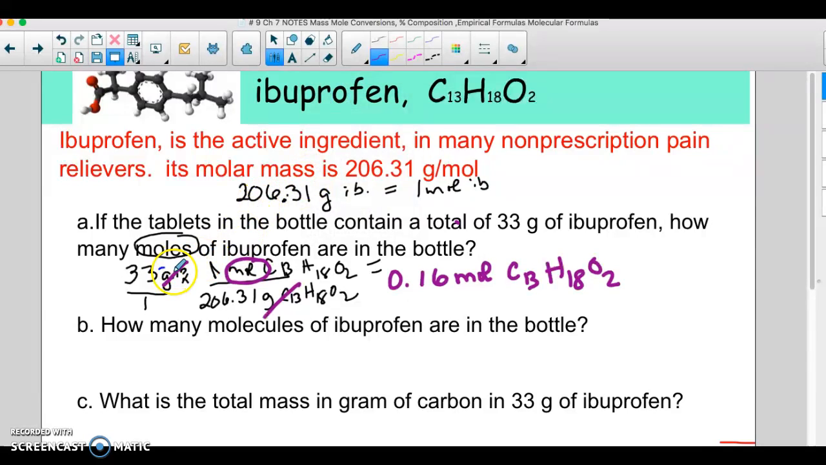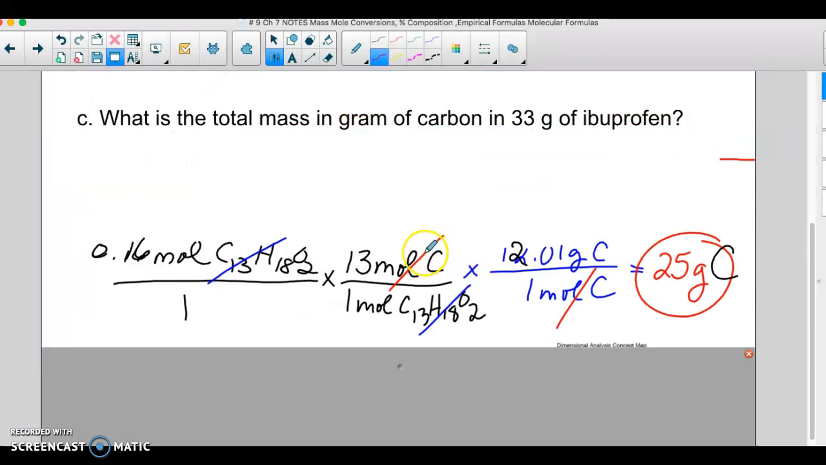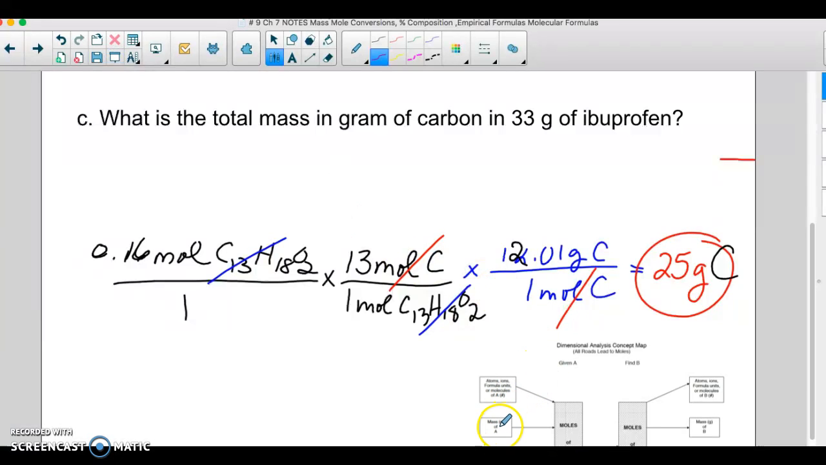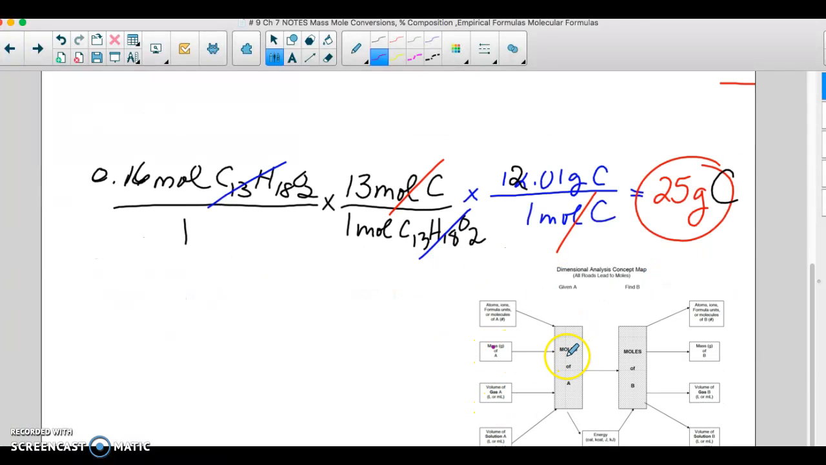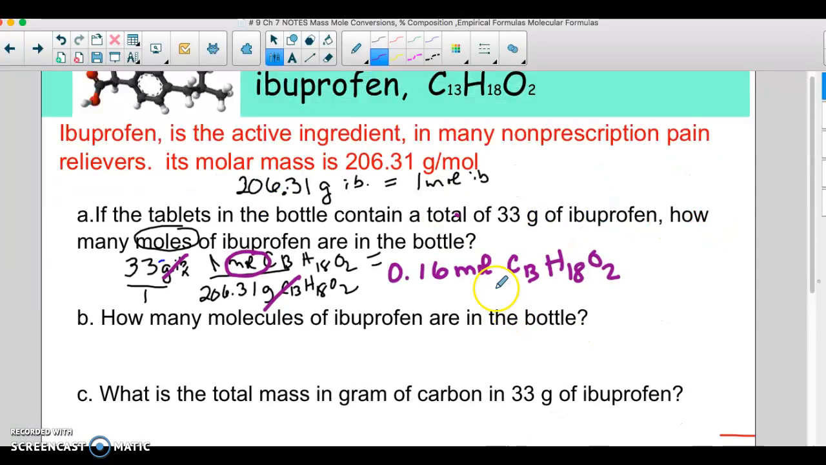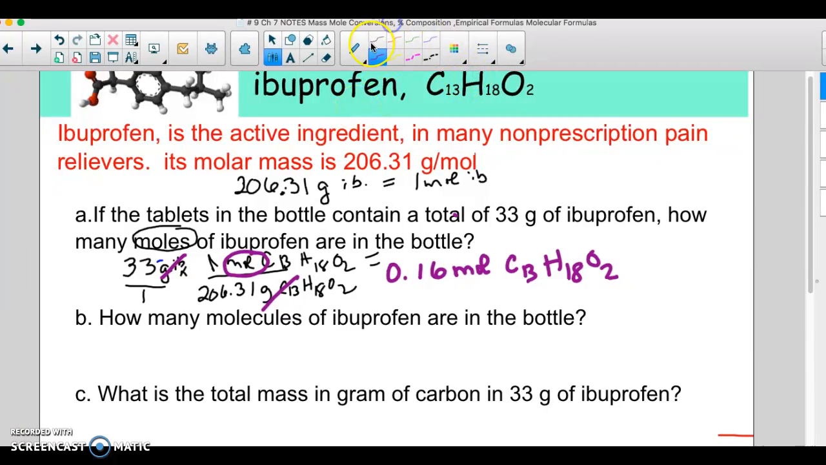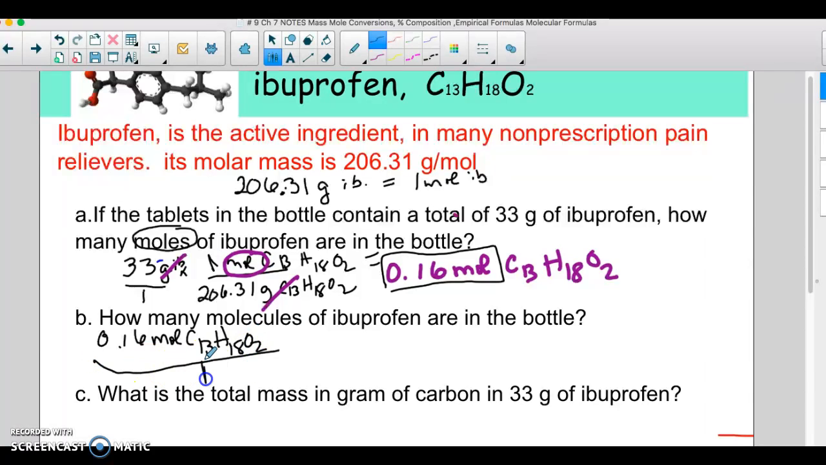So I could start with my grams again. And I can show you, I think I have the mole map down here, that I could start with grams and go to molecules, and you know how I can't go directly there. So I'd have to go from gram to mole like I just did, and then mole to atoms. So because I already did the grams to moles, I'm going to start with my answer here. So 0.16 moles of ibuprofen, and I always write that over 1.